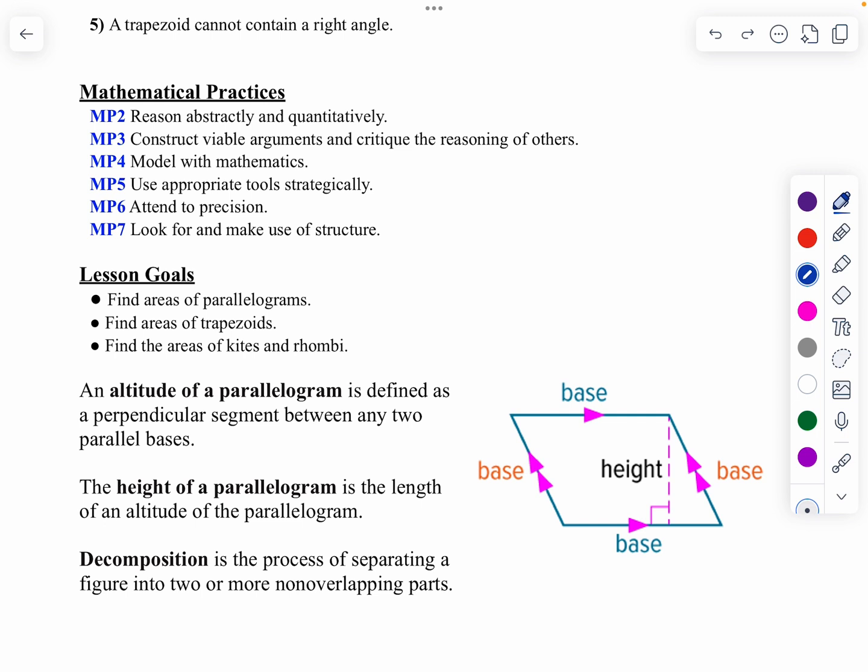What I want you to do in this lesson is find the areas of parallelograms, trapezoids, kites, and rhombi. So all our 4-sided shapes we're going to find the areas of.